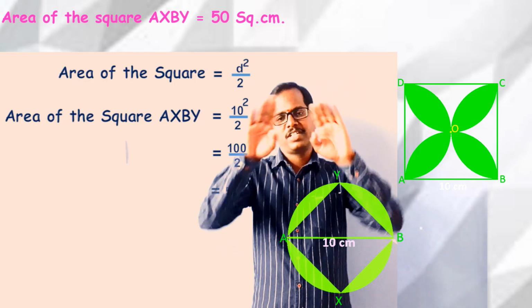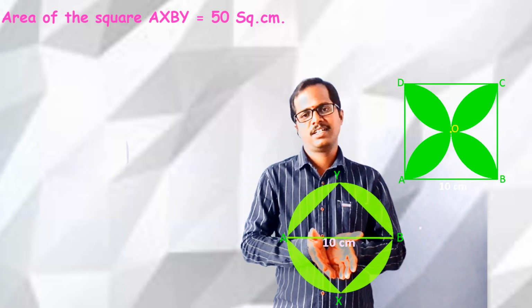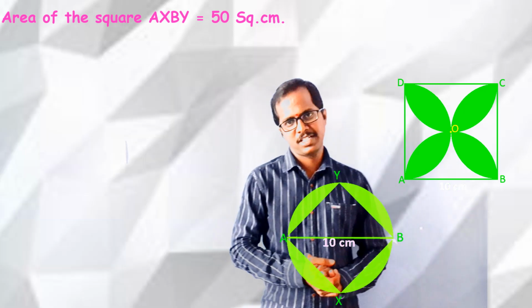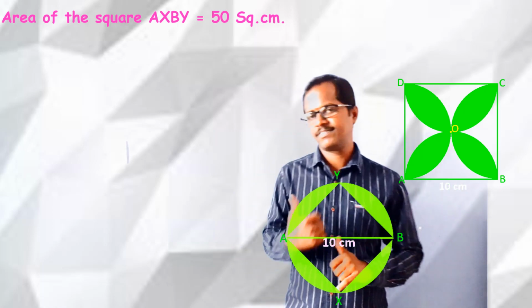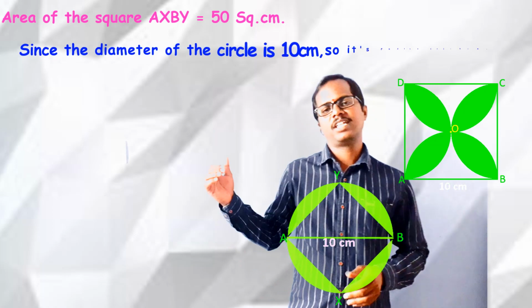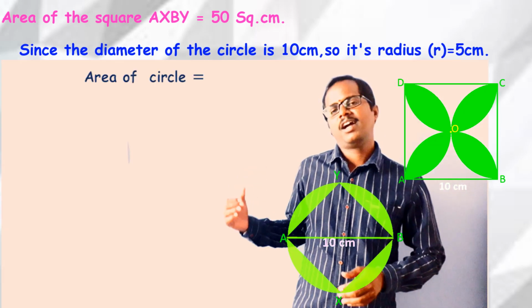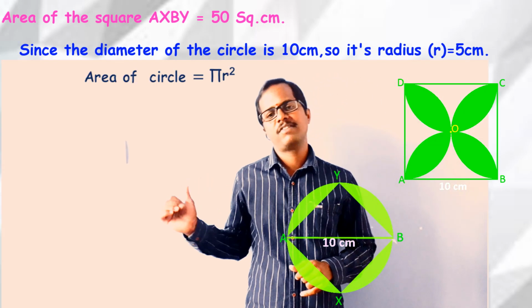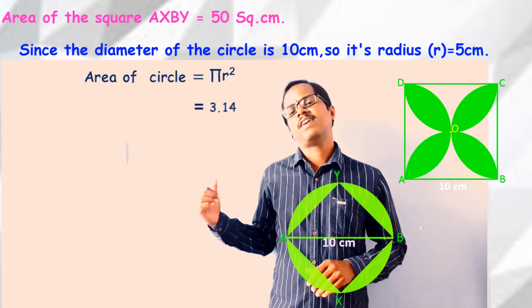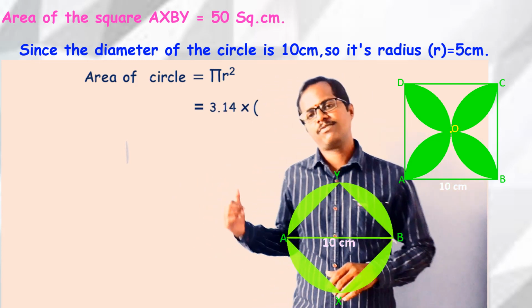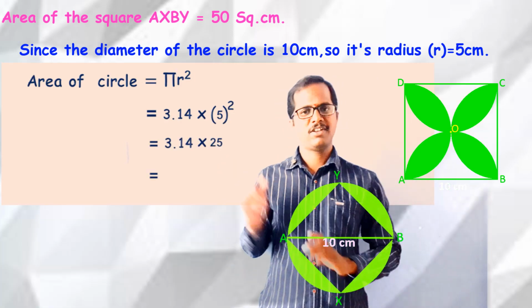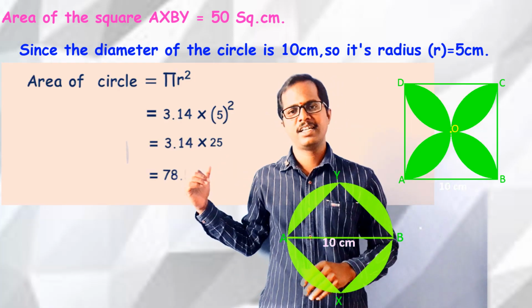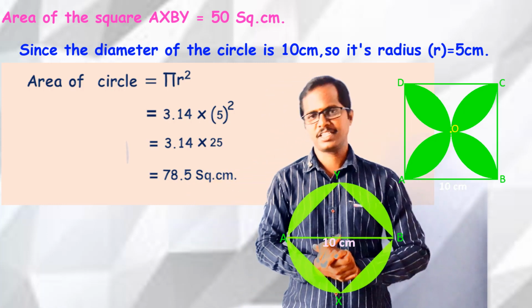Now let us find out the area of the circle with diameter 10 centimeters. So the diameter is given as 10 centimeter, therefore its radius is 5 centimeter. So the area of the circle is pi r square, and substituting the values we get 3.14 into radius 5 square, 3.14 into 5 into 5. By multiplying all these we get the product as 78.5 centimeter square.